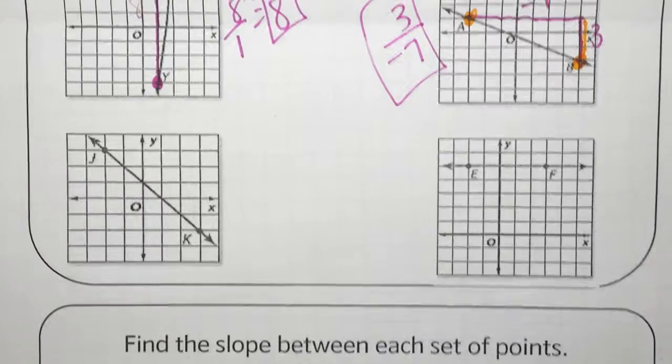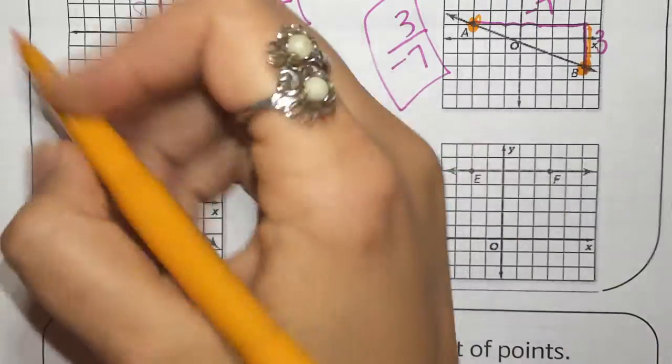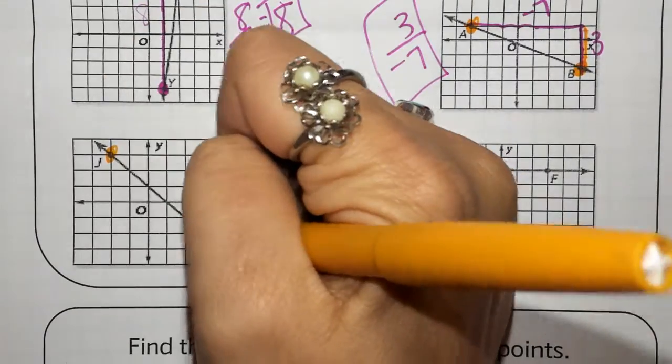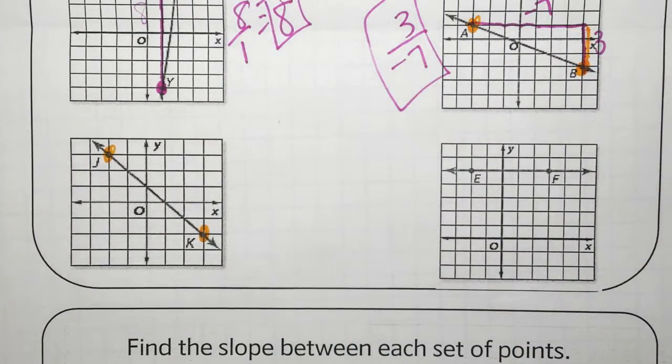Alright, please try JK. Would it be a positive or a negative slope? Negative, because you'd fall down the hill. We're not yelling it out. We're just working it out.